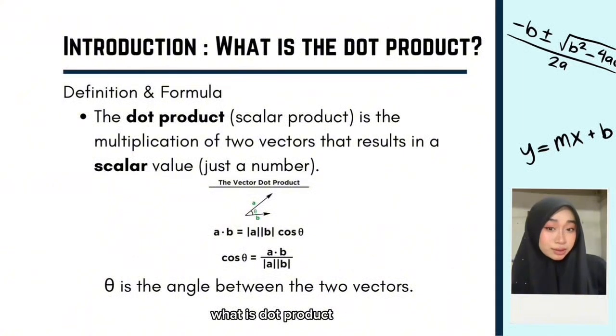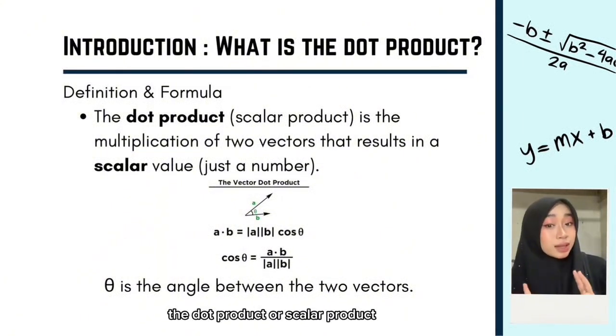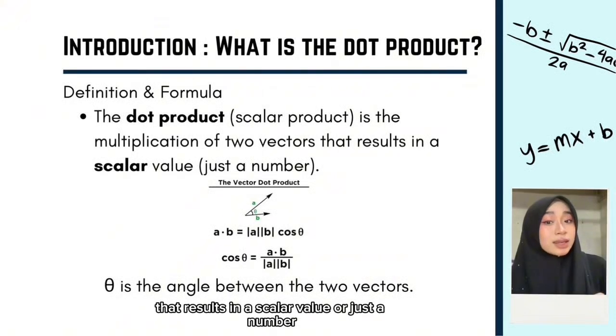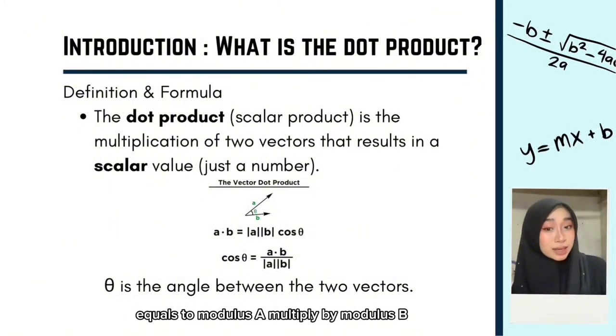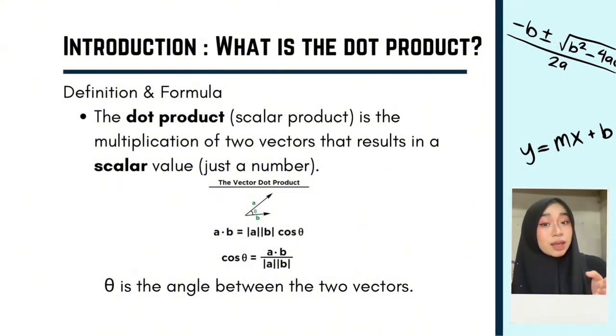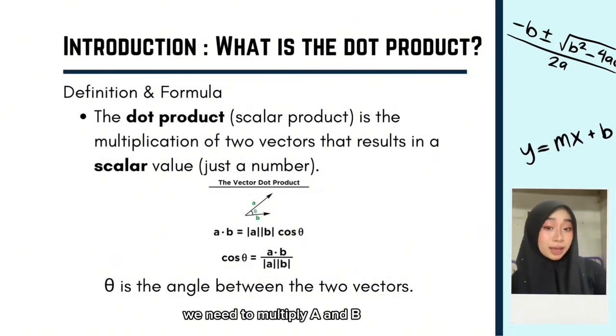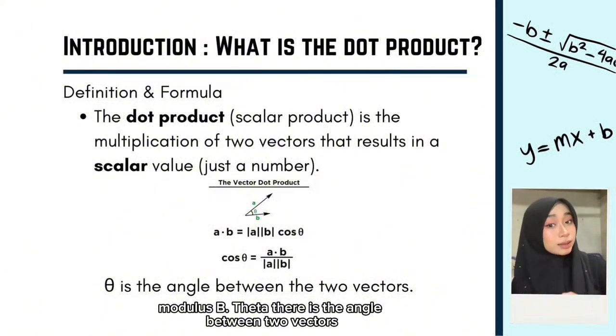What is dot product? The dot product or scalar product is a multiplication of two vectors that results in a scalar value, or just a number. The formula for dot product is A dot B equals modulus A multiplied by modulus B multiplied by cos theta. To find cos theta, we multiply A and B, divide by modulus A multiplied by modulus B. Theta there is the angle between the two vectors.